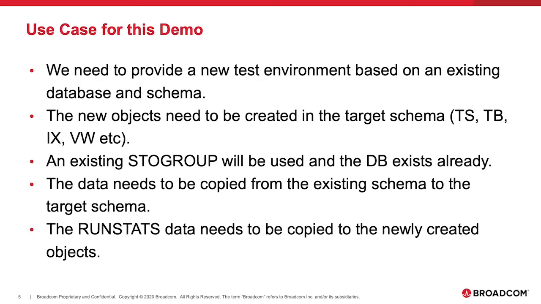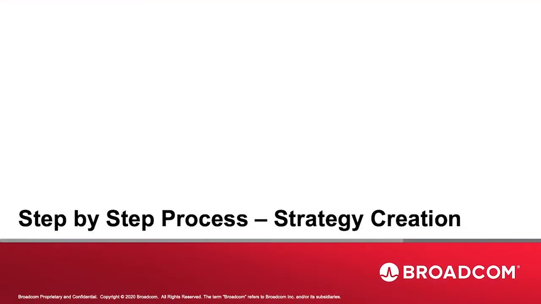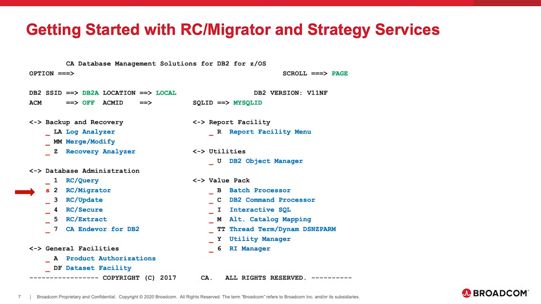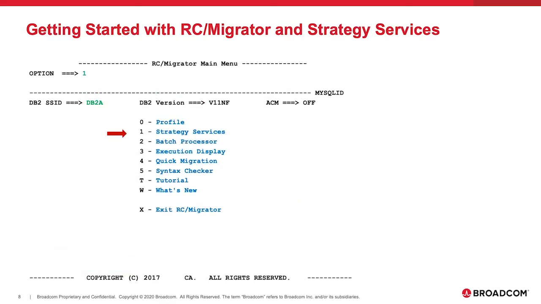The first part of the process within the tool is the strategy creation. But first things first, we enter into RC Migrator from the main CA Database Management Solutions for Db2 menu, and that's because RC Merger is a subcomponent of RC Migrator. Then we enter Strategy Services, option 1. Strategy Services is a control center for RC Migrator, and we use it to create and maintain migration, alteration, and compare strategies.